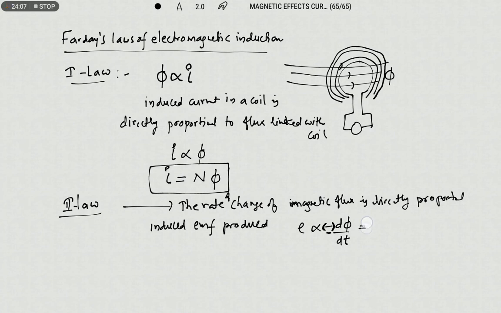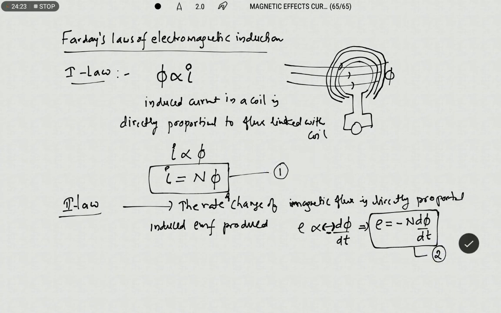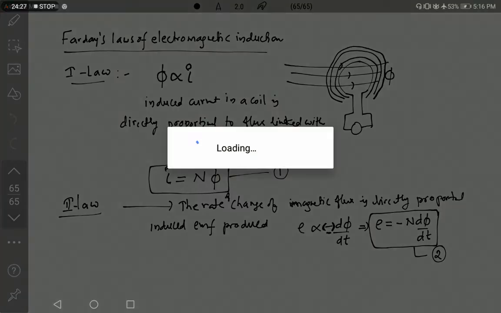So we can rewrite this as E is equal to minus n into d phi by dt, where n is nothing but the number of turns in a coil. So this is 1 and this is 2. Now let us discuss equation number 2 in more detail. So what is the second law? E is equal to minus n into d phi by dt.